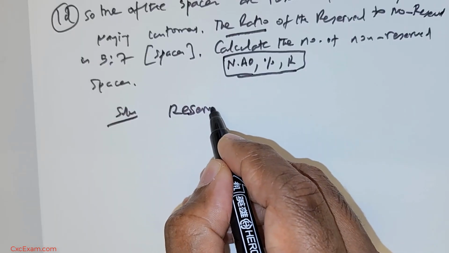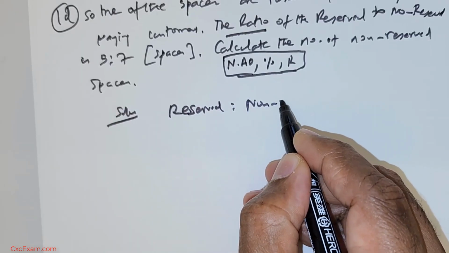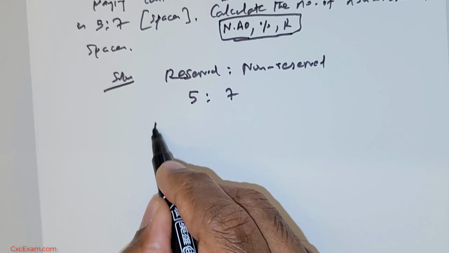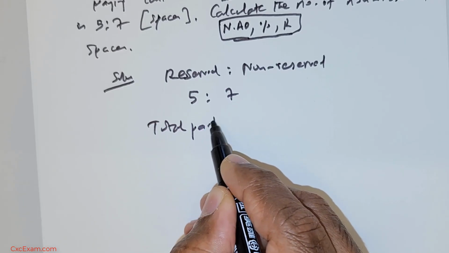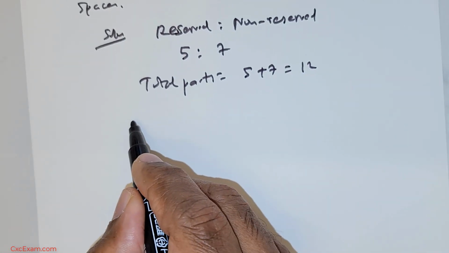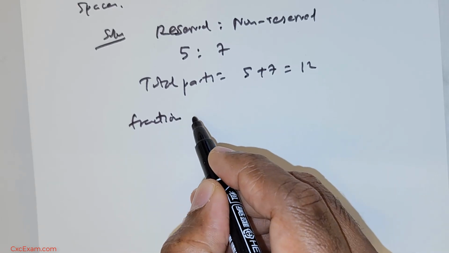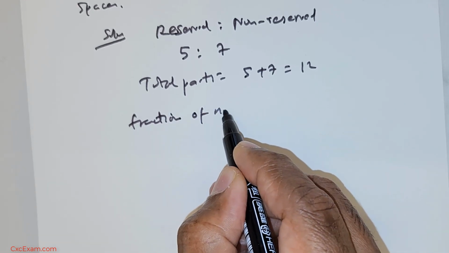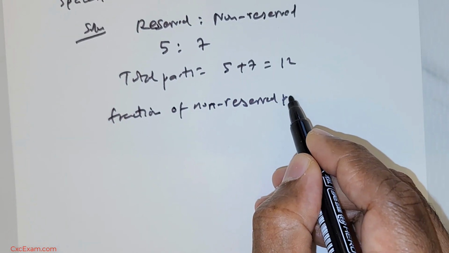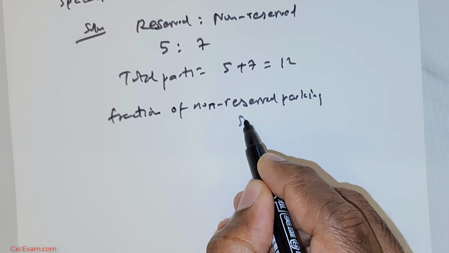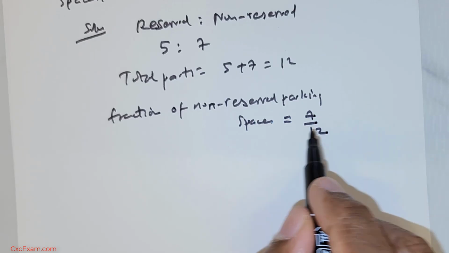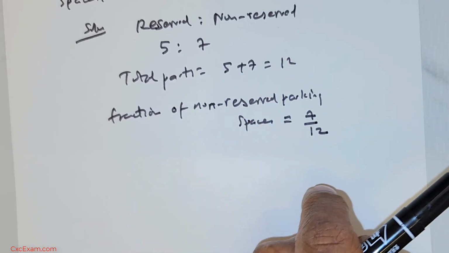So we have reserved to non-reserved. So reserved is 5, non-reserved is 7. So you have to first find out the total parts, which is 5 added with 7, which is equal to 12. Now out of this you have to get that quantity. So the fraction of non-reserved parking spaces is 7/12. So this is the next step. First step, second step, third step.